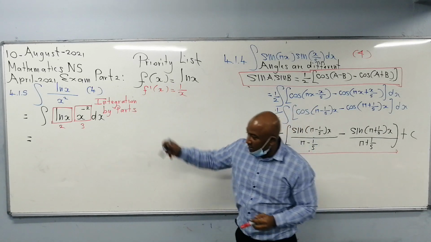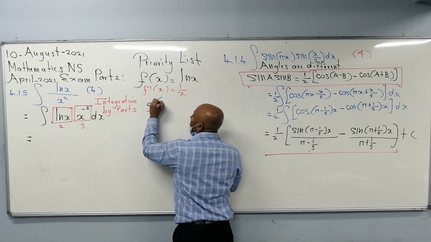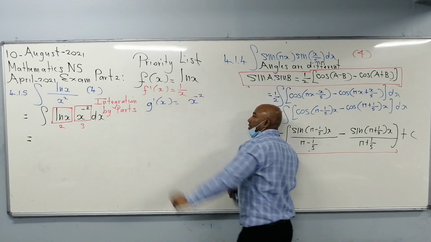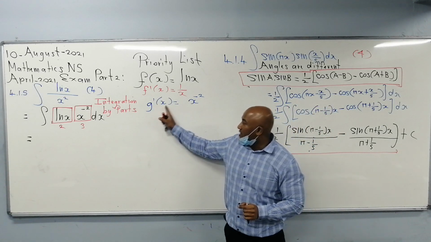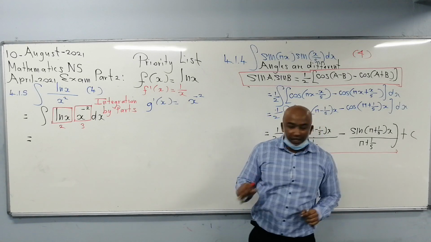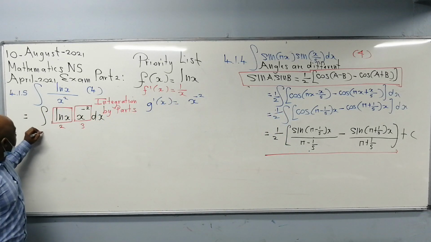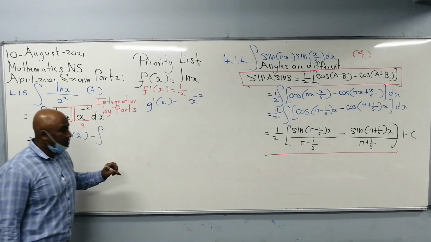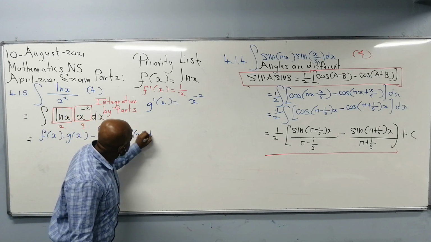Now, what about this x to the power minus 2? X to the power minus 2 is called g prime x. So my g prime x is x to the power minus 2. It means that this is a first derivative. This is an answer to something that has already been differentiated. That's what it means, g prime. But the formula, let me write down the formula first. The formula is f of x times g of x minus the integral of g of x times f prime x dx.